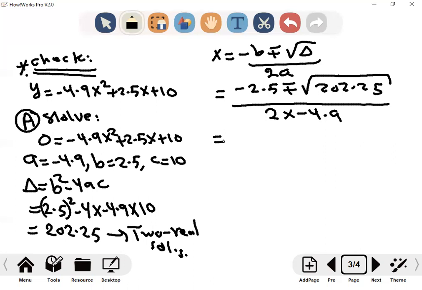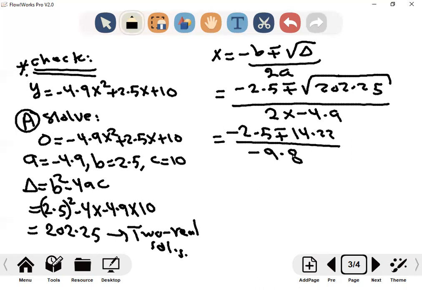Start. Calculator now. Find me the root first. First the root. I want the root. Square root of 202.25. How much? So negative 2.5 plus or minus 14.22 over 2 times negative 4.9, negative 9.8. Right?